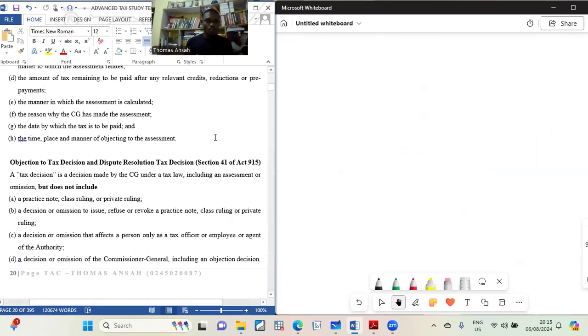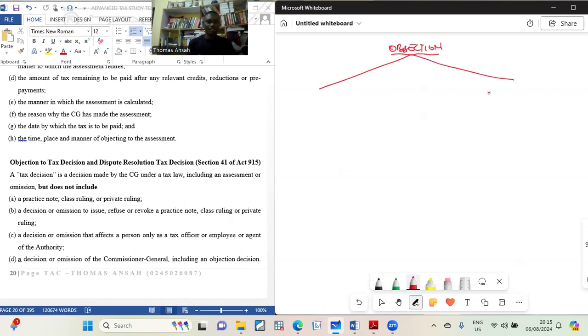So now let's say they have assessed you, but you disagree with the assessment. So we are going to talk about objection. That is what we call dispute resolution. In objection, there are two processes that you can use to object. We have the administrative process and we have the judiciary process. So you can take it to court or you can deal with it.